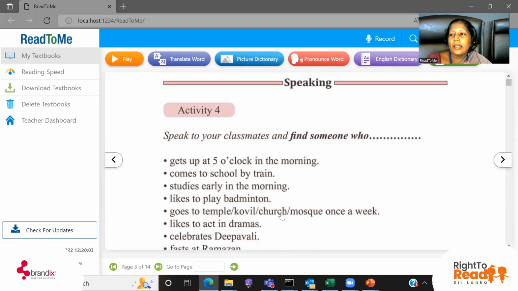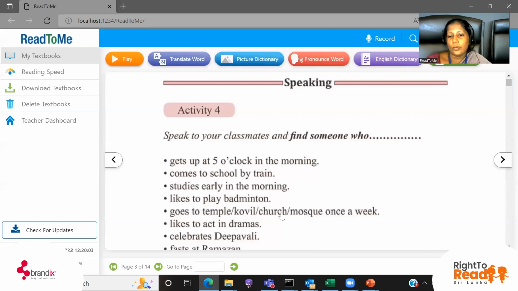For example, Rangi is getting up at 5 o'clock. She comes to school by van. She studies late at night. She's not studying in the morning. There are people who are studying early in the morning, and some people don't like to get up early in the morning, they study at night. Even myself, for example, I like to study in the morning because in the morning everything can be grasped. So for some people, you can wake up in the morning but there are certain cases who do not like to wake up.